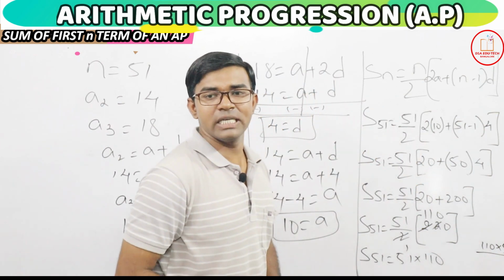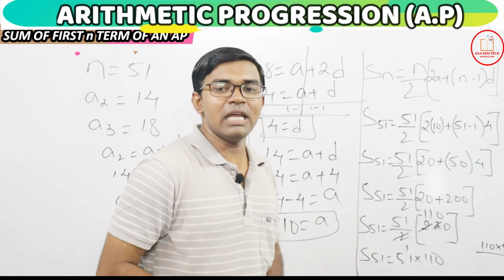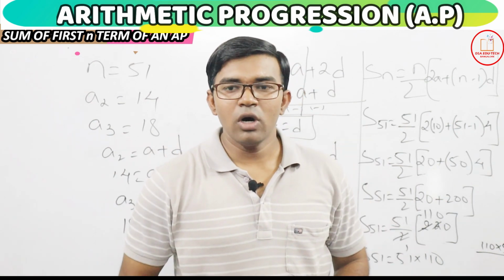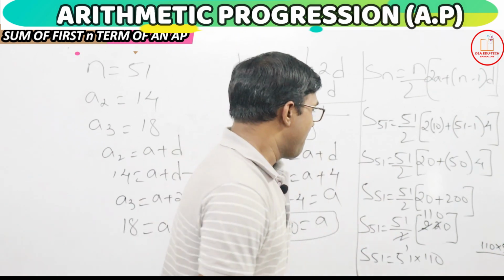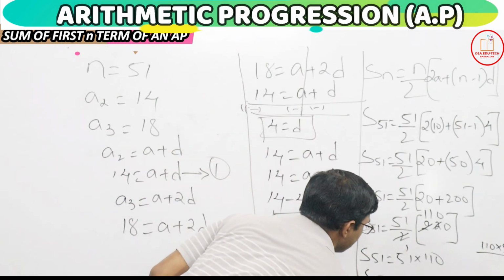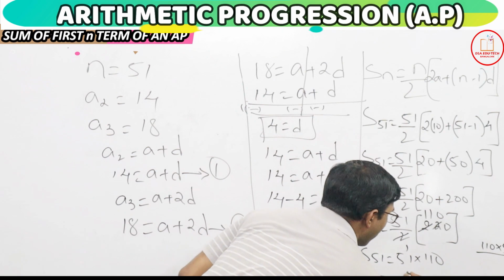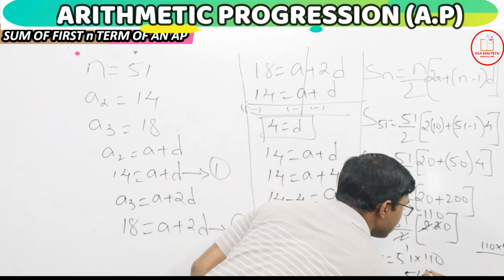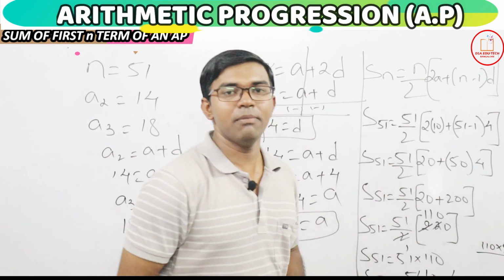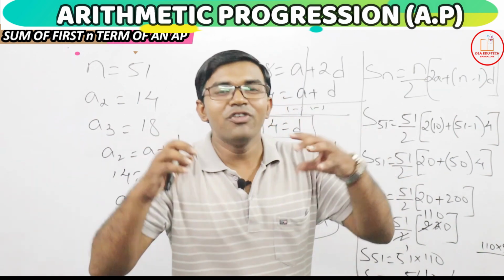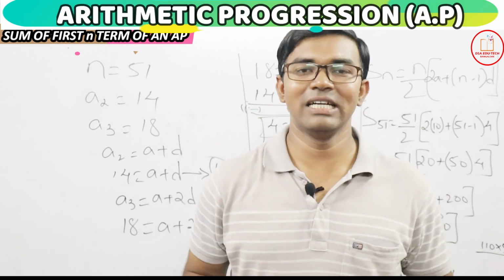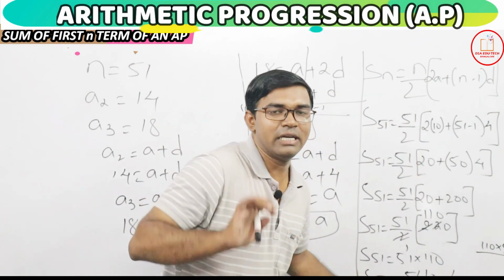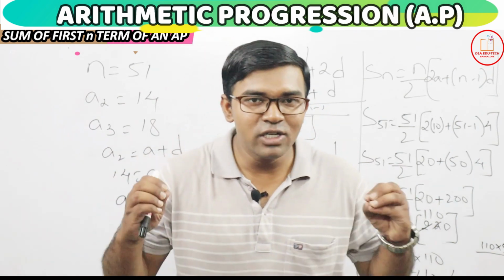So basically when I multiply 51 into 110, I am going to get 5610. So when you multiply 51 into 110, you would get 5610. So I hope everyone would have understood this problem.